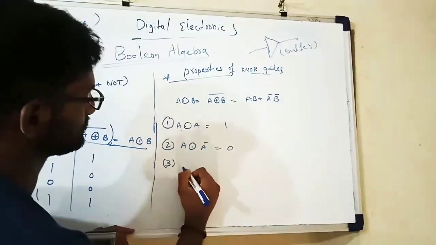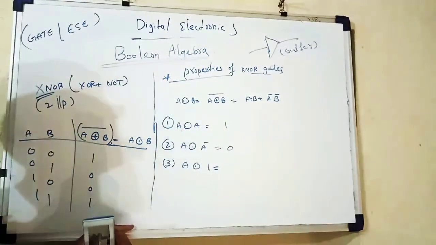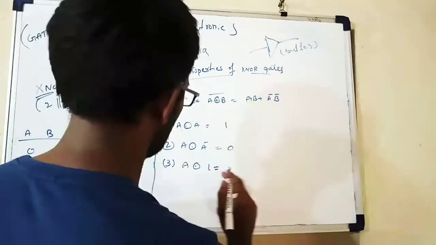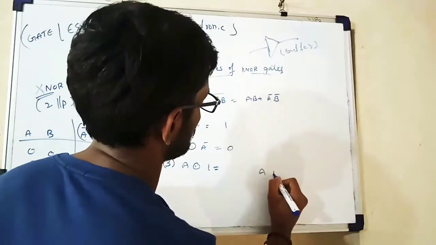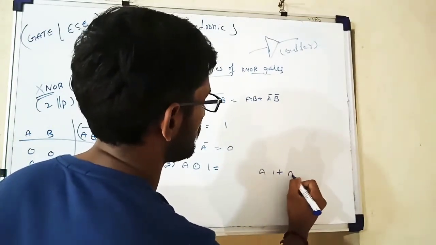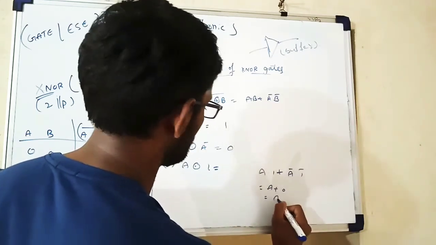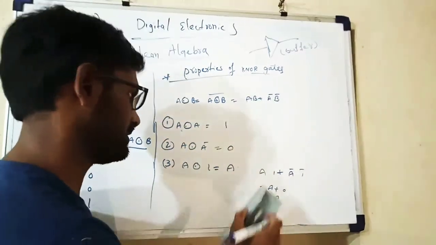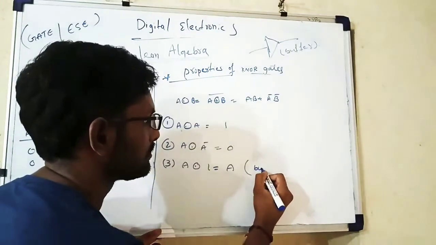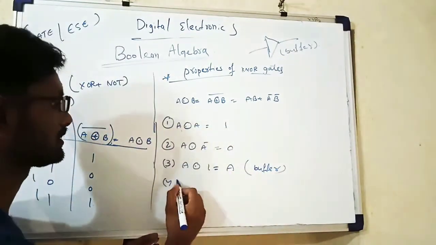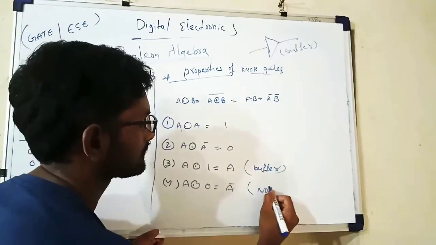In the third case, A XNOR 1. Previously we have seen A XOR 0 gives the buffer gate, which is A. In A XNOR 1, just replace B by 1: A into 1 plus A bar into 1 bar, equal to A plus 1 bar is 0, 0 and anything is 0, equal to A. Here I am getting a buffer gate. Whenever XNORing the 1 with A, this is the buffer, and the fourth one is A XNOR 0, similarly we can get this as a NOT gate.